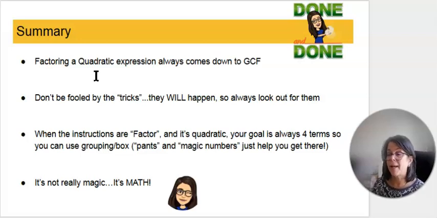Next, don't be fooled by the tricks. They will happen, absolutely. So I want you to look out for them. When the instructions are factor and it's quadratic, your goal is always 4 terms so that you can use the box or pants and the magic numbers to help get you there. It's not really magic, it's math.